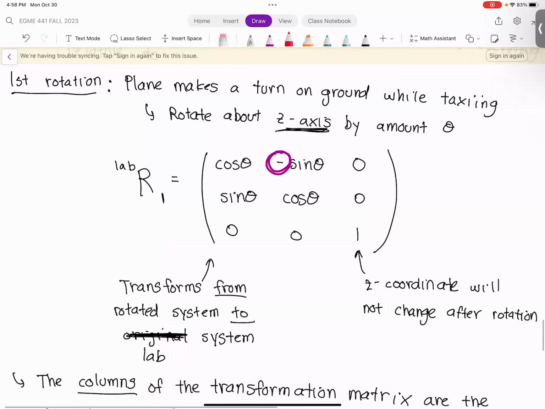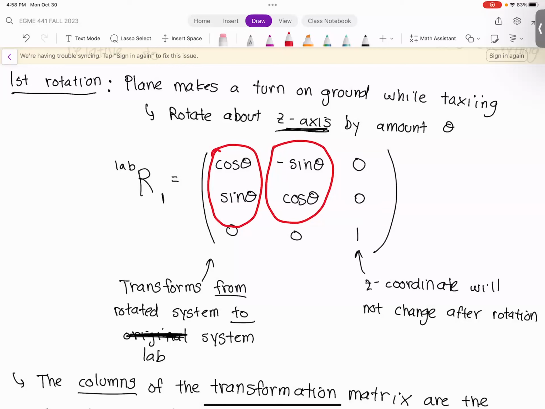And so we look back at the transformation matrix that we derived here, and we look at the columns. That first column is the position of the x prime vector, and both of those are positive, so the cosine theta, sine theta. That second column is the position of the y prime vector. So remember, for the y prime, we had negative x lab, and so that's that negative sine theta, and y lab is positive, so it's positive cosine theta.